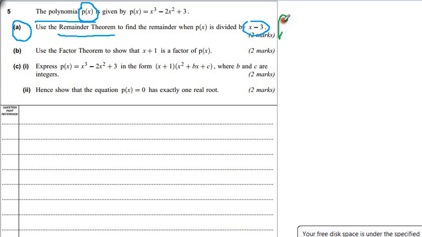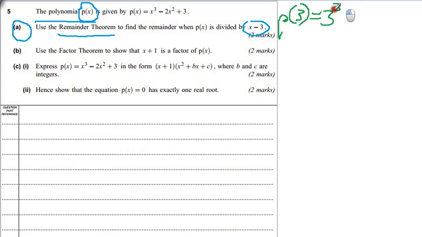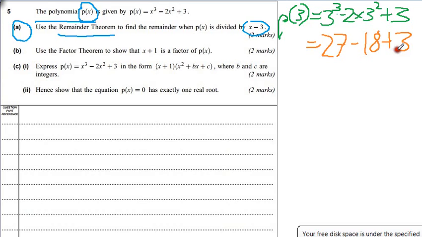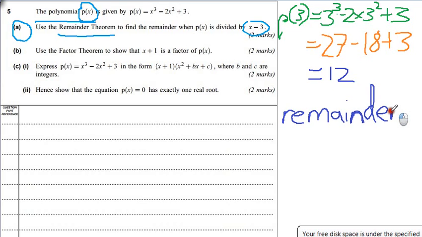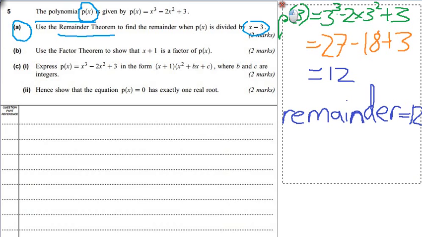We've got p of plus 3. P of plus 3 is equal to 3 to the power of 3 minus 2 times 3 squared plus 3. Next step, that's equal to 27 minus 2 times 9, which is minus 18, plus 3, and then the last step, that is equal to 12. So you just write at the bottom the remainder: remainder equals 12. There, that's your answer for the first one. Let's move on to the next one.